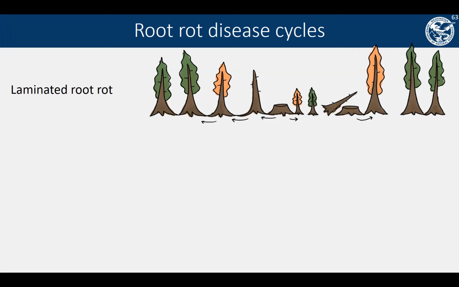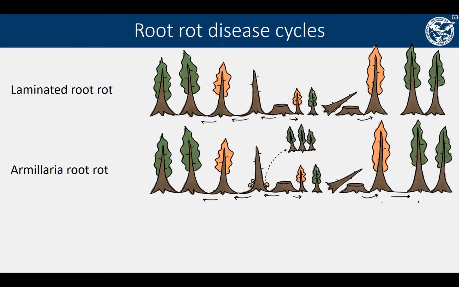Now, laminated root rot does produce that sort of crusty fruiting body that produces spores. However, as far as we currently know, those spores don't play any significant role in this disease cycle, infecting or spreading the pathogen. So at this point, we don't do any management about the spores or consider them in the disease cycle.